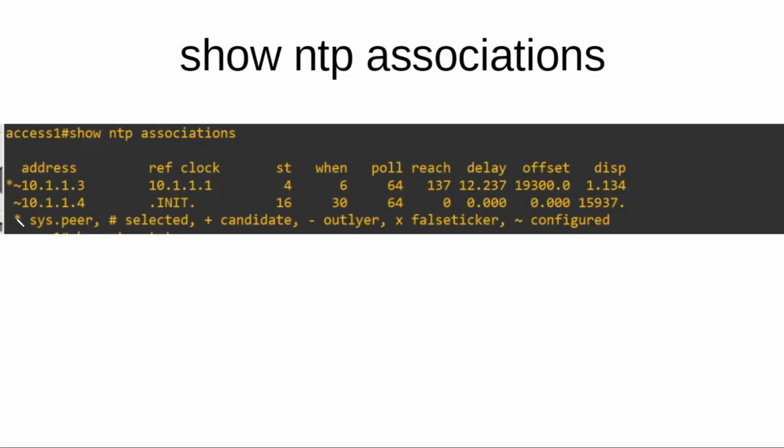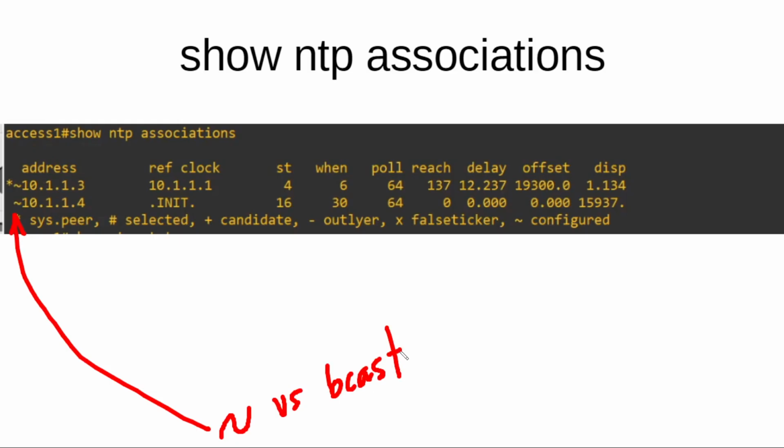First, let's take a look at the second character. If this character is this one, that means that we manually configured this peer or server. Remember that when using broadcast, servers are discovered automatically.